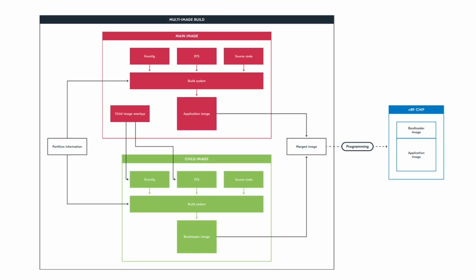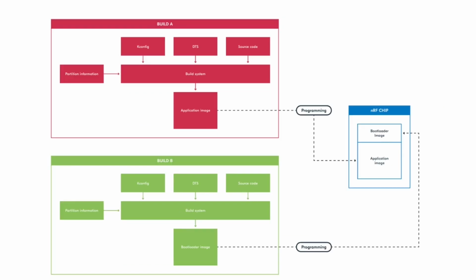Okay, the next image I have will show you how multi-image builds work, but this one is first an illustration of how it would work if you don't have a system to do it. Then the red image up here would be your application, for example, and the green one would be a bootloader.